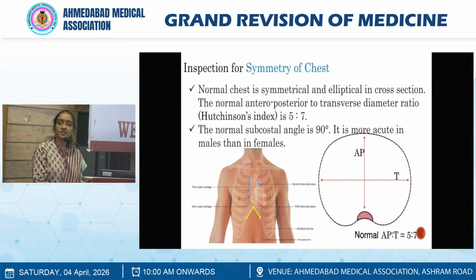The normal shape of the chest is elliptical. If we take the AP and transverse diameters, we are not supposed to do this in inspection, but usually the transverse diameter is more than the AP diameter. The ratio is 5 to 7. But this ratio is altered in many conditions, let's see.